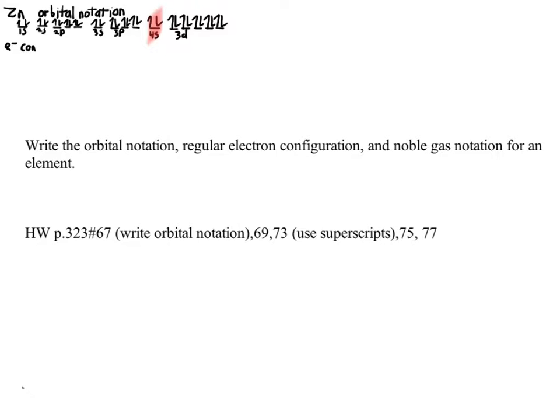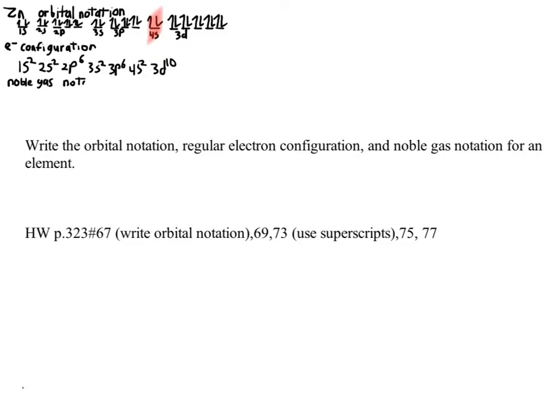I highlighted the 4s because I wanted to tell you those are the valence electrons. Electrons in the highest number are the highest energy level. So arrows are orbital notation. If you just do regular electron configuration, that's with superscripts. So instead of 1s, 2 arrows, you use superscripts 1s2, 2s2, 2p6, 3s2, 3p6, 4s2, 3d10.